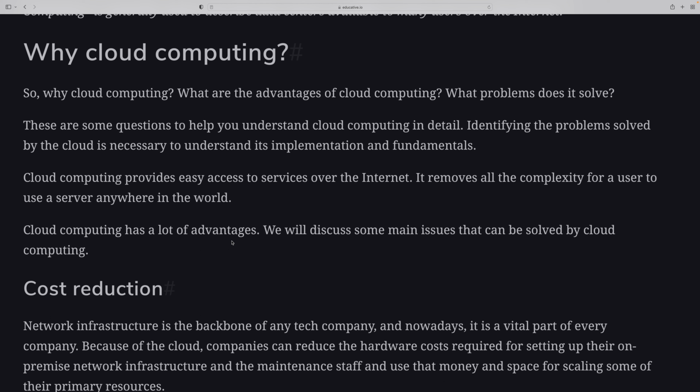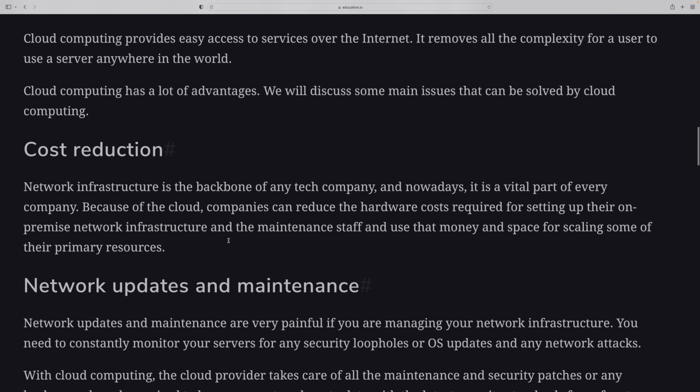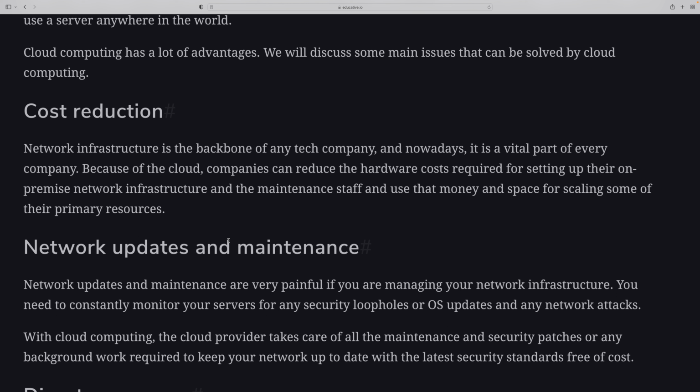Now the technology has changed. We can access the cloud from anywhere in the world. After the lockdown, it became very popular. Cloud. So what did it help? It helped with cost reduction.